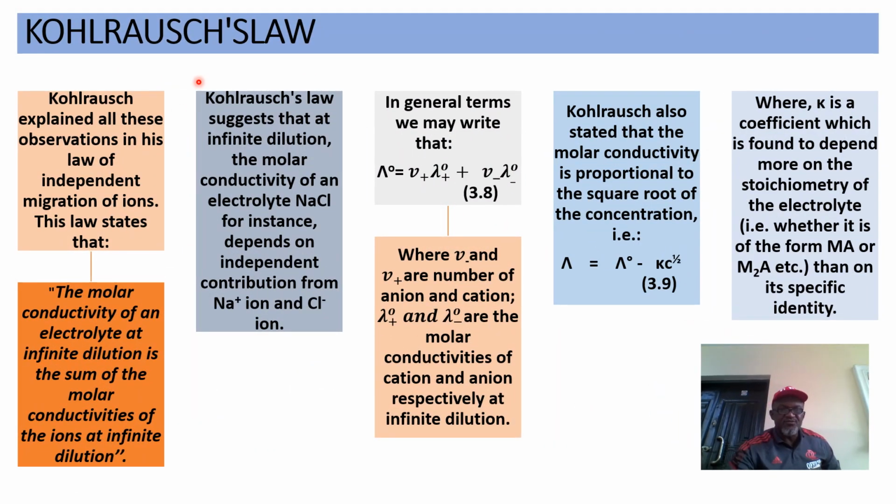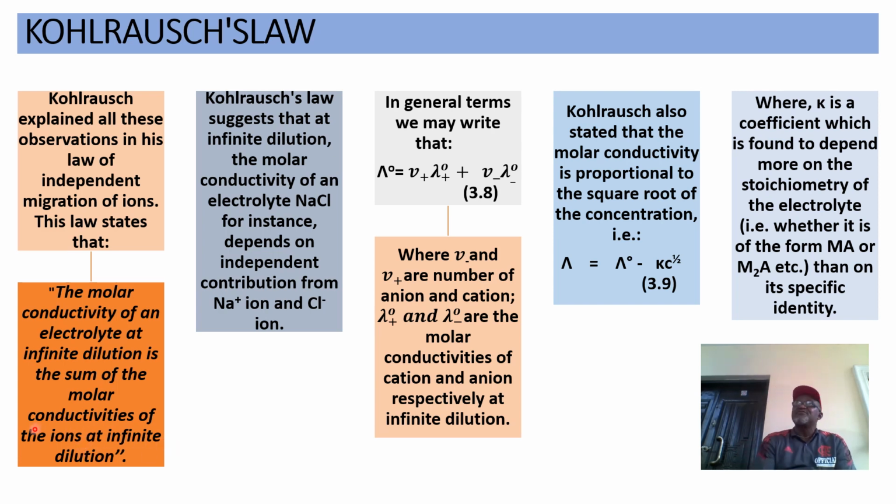Because of that, we now have an indirect method of measuring the molar conductivity at infinite dilution for a weak electrolyte, and that is by using Kohlrausch's law. Kohlrausch explained all these observations in his law of independent migration of ions, which states that the molar conductivity of an electrolyte at infinite dilution is the sum of the molar conductivity of its ions at infinite dilution.